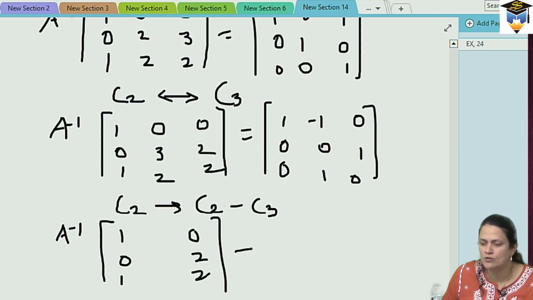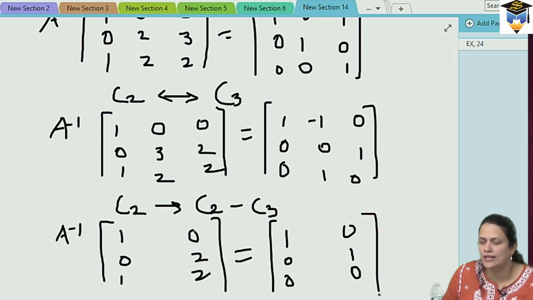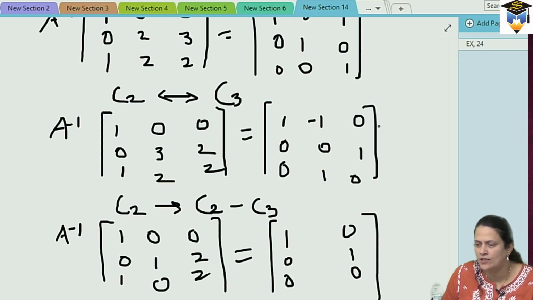Here also C1 and C3 will remain as they are. Only now C2 is changing. So here C2 is C2 minus C3. So C2 minus C3 is 0. 3 minus 2 is 1. 2 minus 2 is 0. Similarly here minus 1 minus 0 is nothing but minus 1. 0 minus 1, 1.